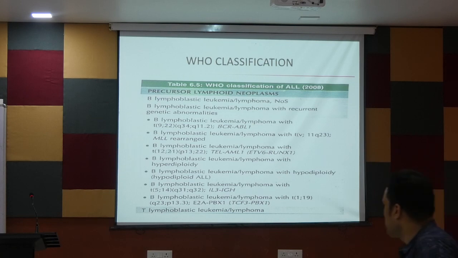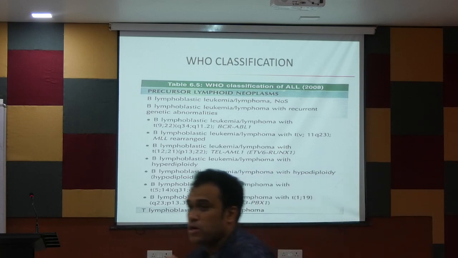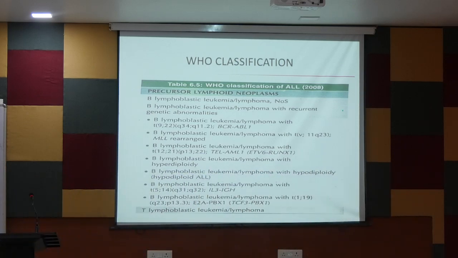One is B lymphoblastic leukemia/lymphoma, NOS, not otherwise specified. Then comes B lymphoblastic leukemia/lymphoma with recurrent genetic abnormalities. And each and every genetic abnormality has some kind of prognosis or the other. Some are favorable, while some are unfavorable. For example, the first one that you see, t(9;22)(q34;q11.2).